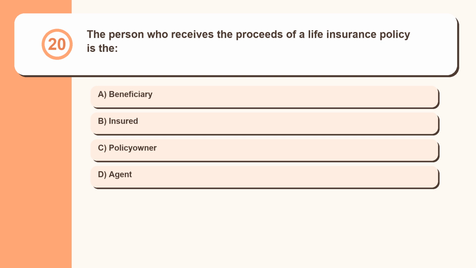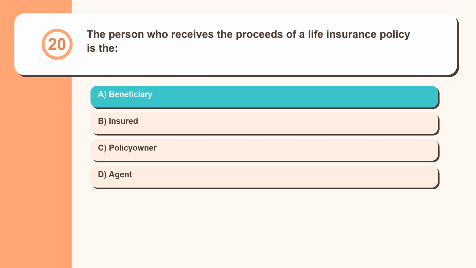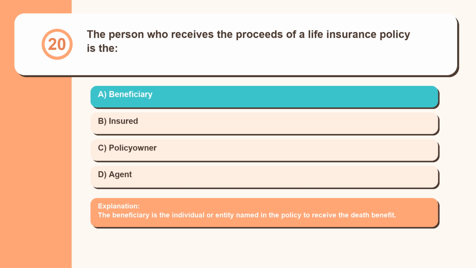Question 20. The person who receives the proceeds of a life insurance policy is the: beneficiary, insured, policy owner, agent. The beneficiary is the individual or entity named in the policy to receive the death benefit.